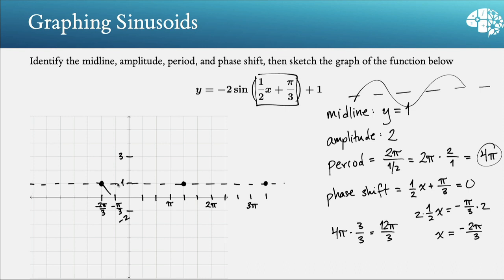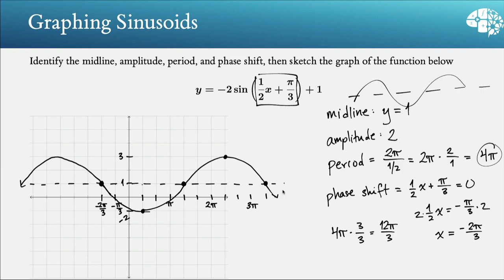So I go 3 of those, 1, 2, 3. That is where the minimum is going to occur. And then on the other side over here, I go 1, 2, 3, and that's where the maximum is going to occur, up at 3. And then I just draw my sine function. And this, of course, keeps going. I could continue to the next one and the next one and so on forever and ever, okay? It just keeps waving up and down and up and down.